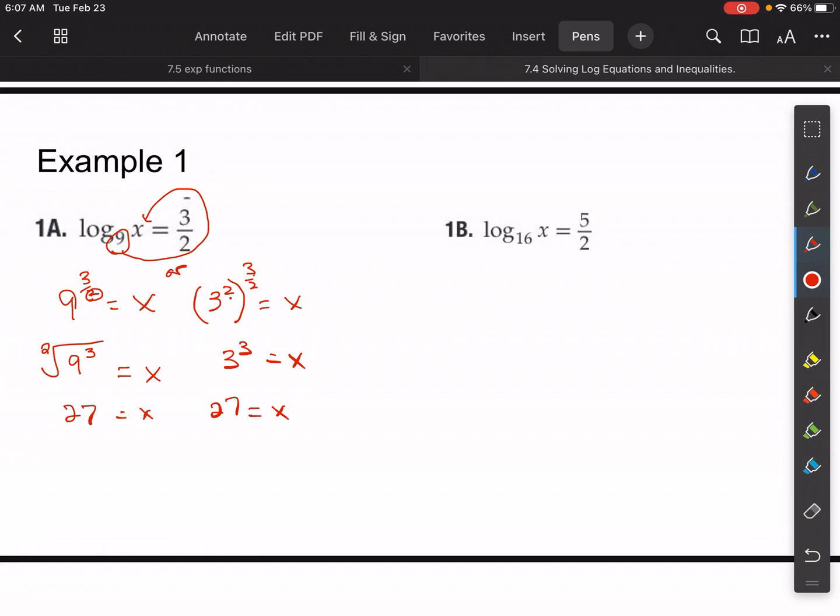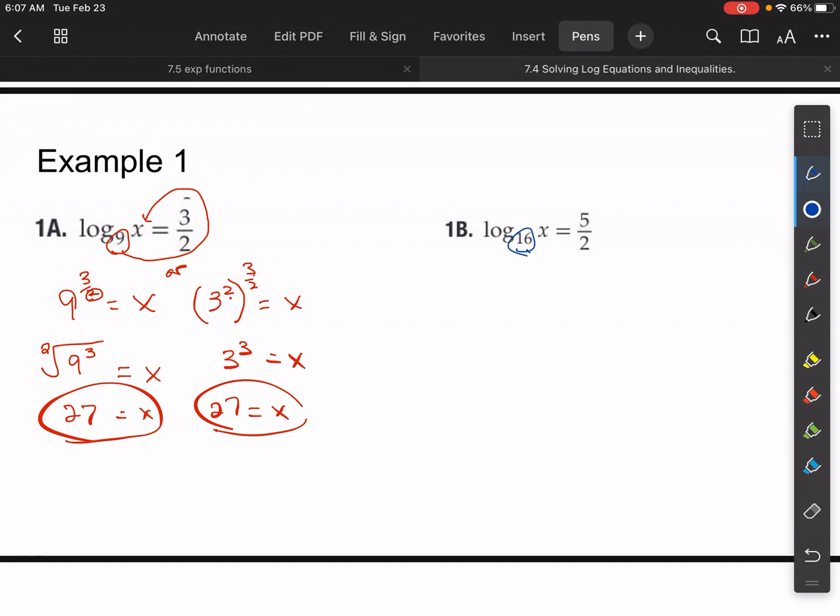Okay, so if you typed 9 to the 3rd power into your calculator and then took the square root of that, you'd get 27. If you took 3 to the 3rd power, you'd also get 27. Just wanted to show you both of those. So on 1b here, same deal, right? And I encourage you to try this one on your own. Make sure you get these in your notes.